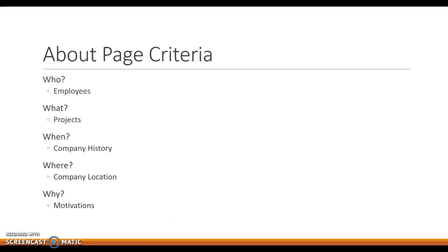Next, we will compare each website's About page. We will make sure it answers all of the questions a viewer might be asking, like what are employees like, which projects are currently in progress, what's the company's history, where is the company's headquarters, and what motivates the company and its employees. The About page should answer all of these questions without becoming a boring Wikipedia article.